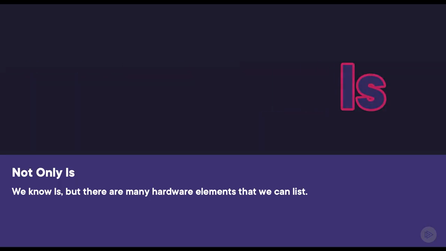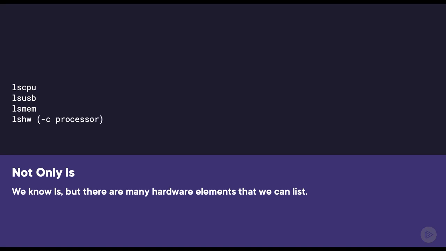Now we of course are used to the ls command, but did you know there are many commands that start with ls? And we can use this to list our hardware. So lscpu is going to list our CPU information. lsusb, we're going to be able to check our USB bus. lsmem, we're going to be able to see the memory that is in use.